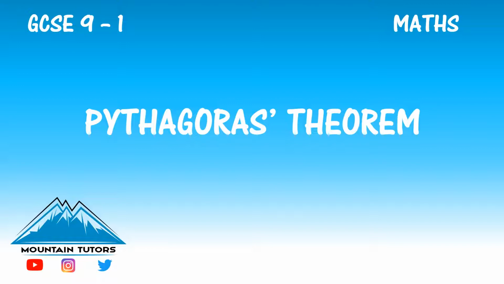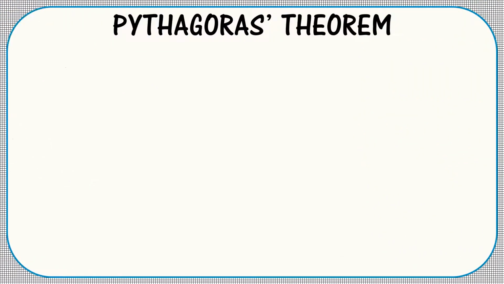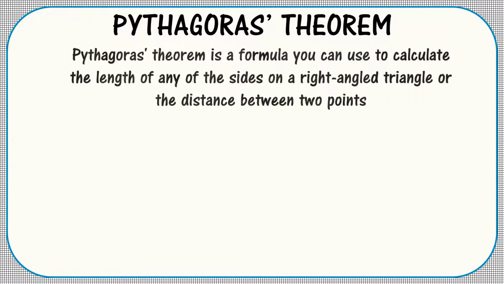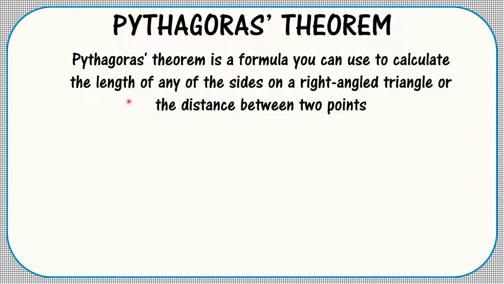So let's get started. So what is Pythagoras' theorem? Pythagoras' theorem is a formula you can use to calculate the length of any of the sides on a right-angled triangle or the distance between 2 points.